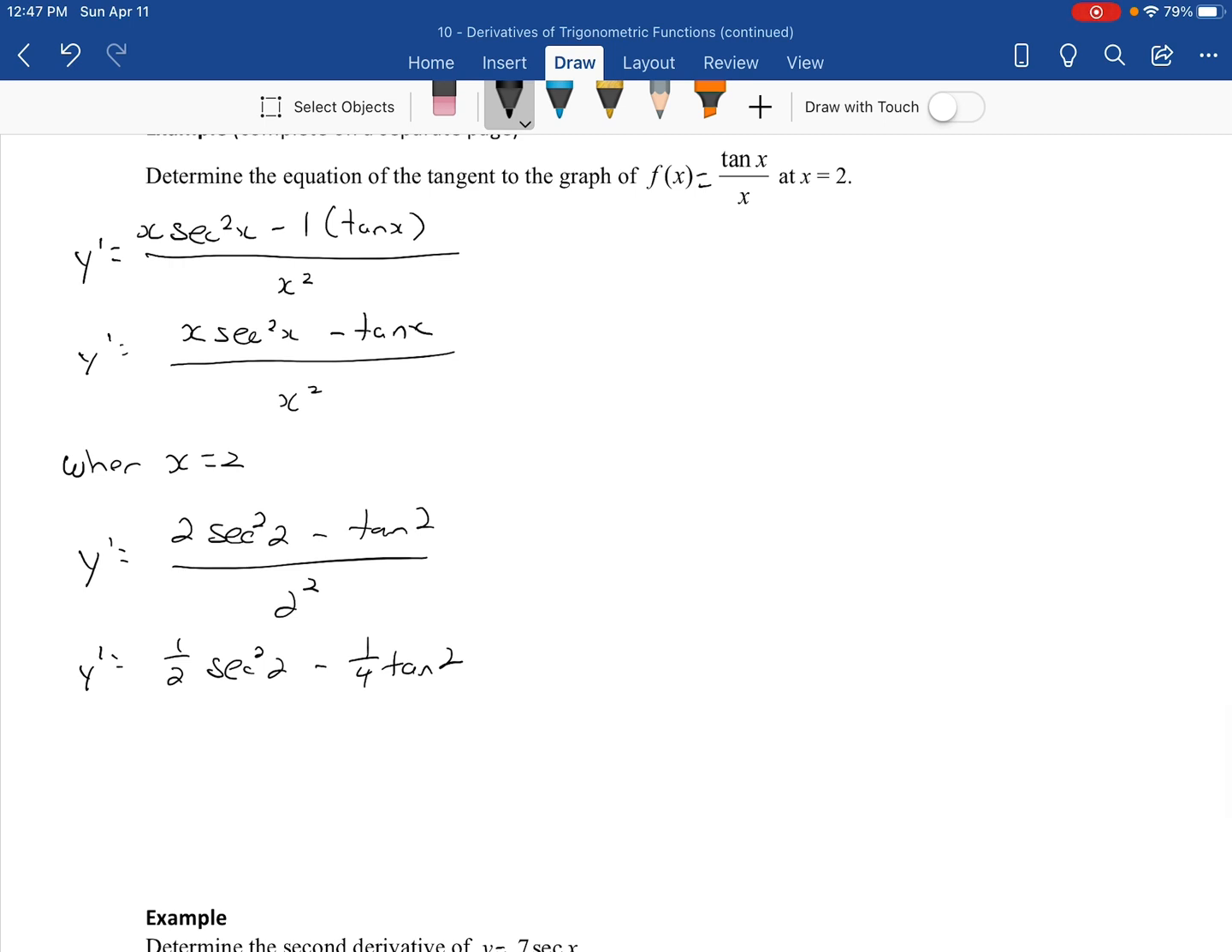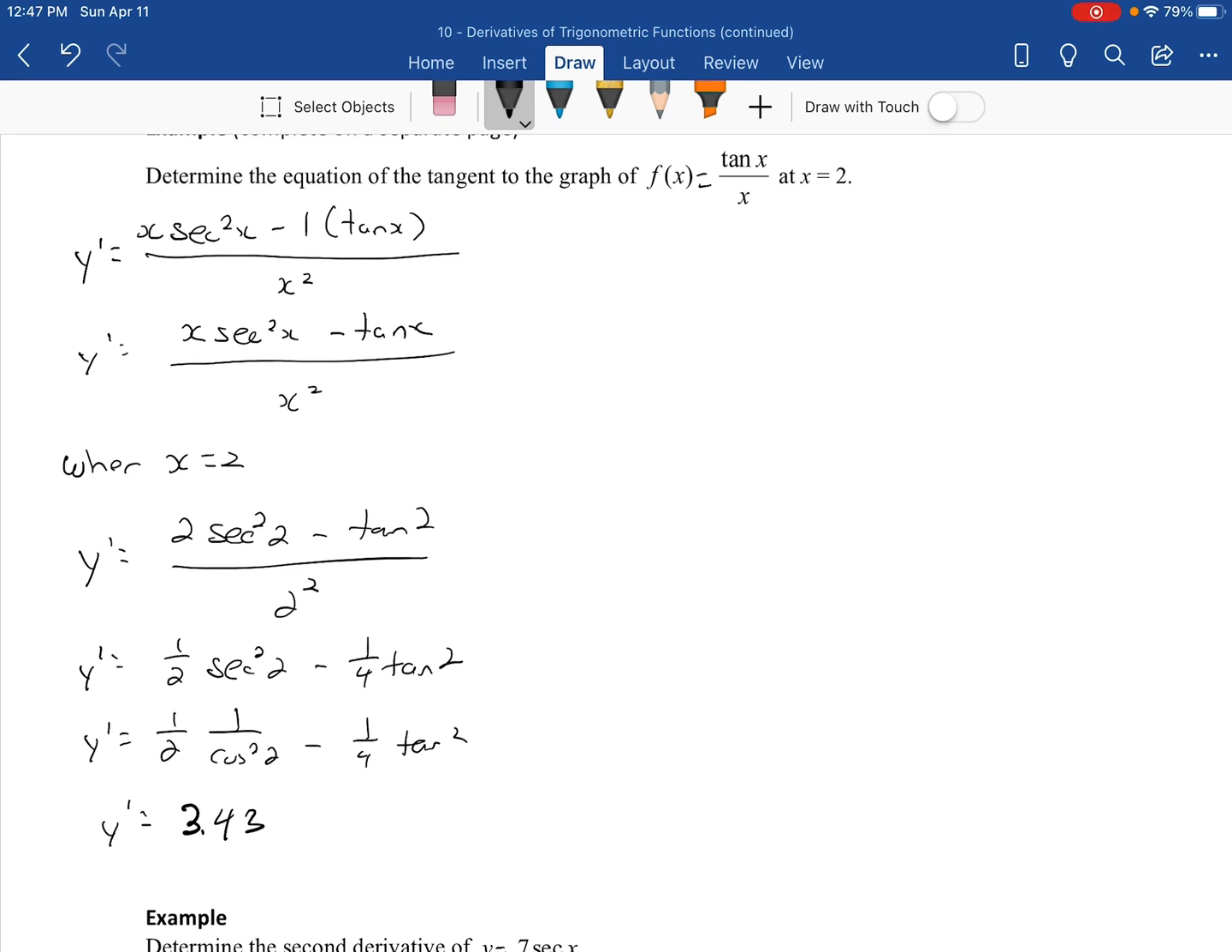I'll show that as well. I don't have a secant button on my calculator, so what I'm going to type in is 1 over cos squared 2 minus 1/4 tan 2. When I type that in, I'll double check this: 1 divided by 2 times 1 divided by cos 2, want that squared, minus 1 divided by 4 times tan of 2. When I do all of that, I get 3.43. I'm going to keep 2 decimal places, and that's my slope.